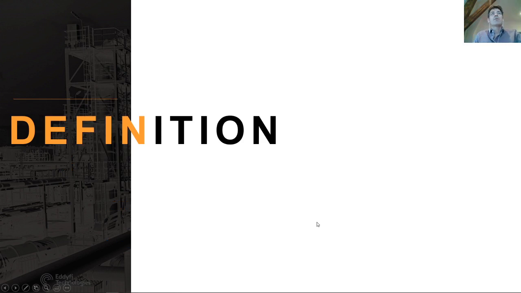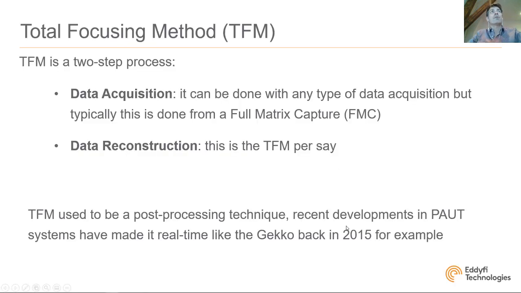Okay, so we're going to talk about the basics of TFM. I'm going to start with the definition. And first, I want to start by saying TFM is a two-step process. There is a data acquisition part and there is a data reconstruction part. The data acquisition can be done with any type of data acquisition with a phased array probe, but typically most people do it with a full matrix capture or FMC, which I will explain later. Then there is a data reconstruction part, which is basically the TFM.